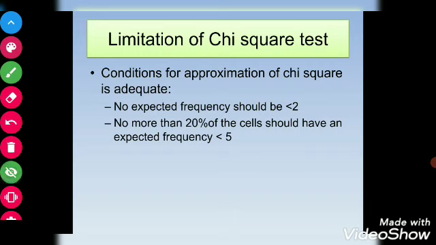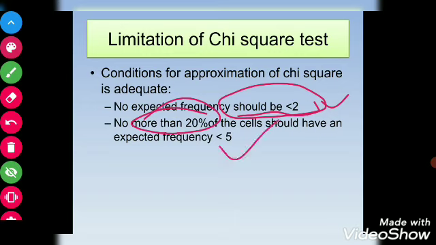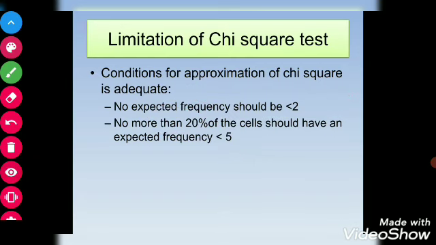Now what are the limitations of the chi-square test? In which case, while testing the independence of attributes, the limitation is that no expected frequency should be less than 2. It should not be less than 2. I have already told you that it should be equal to or more than 1, but it is desirable that it should not be less than 2. And also, more than 20% of the cells should not have frequency less than 5. So these are the limitations for the chi-square test of independence of attributes.